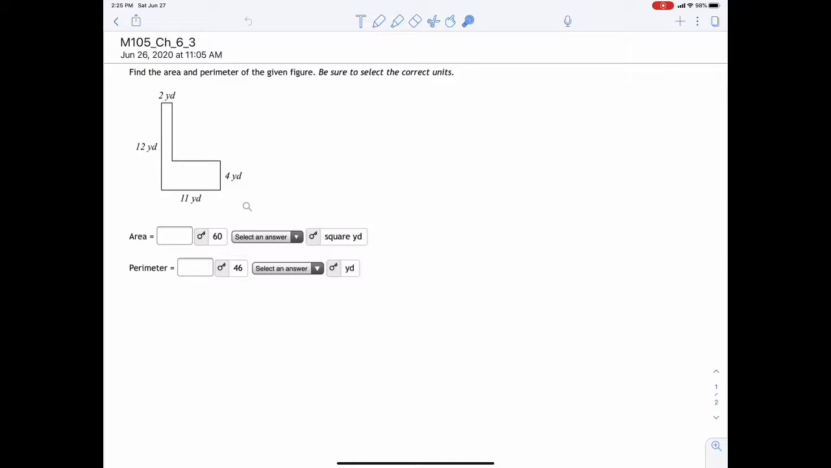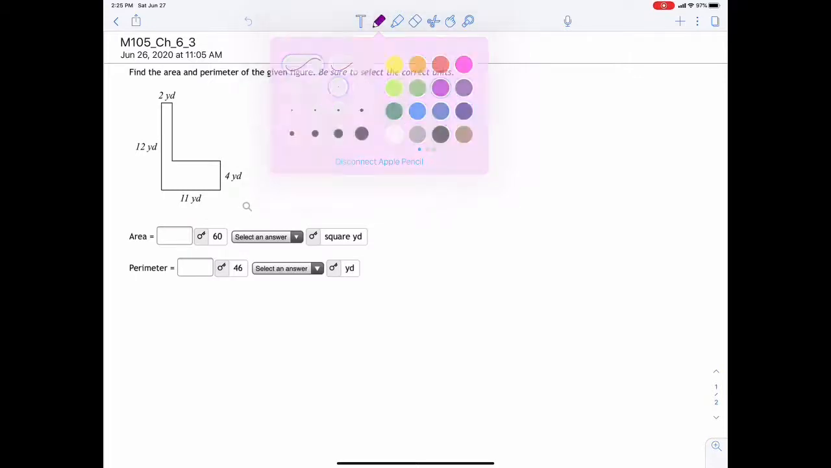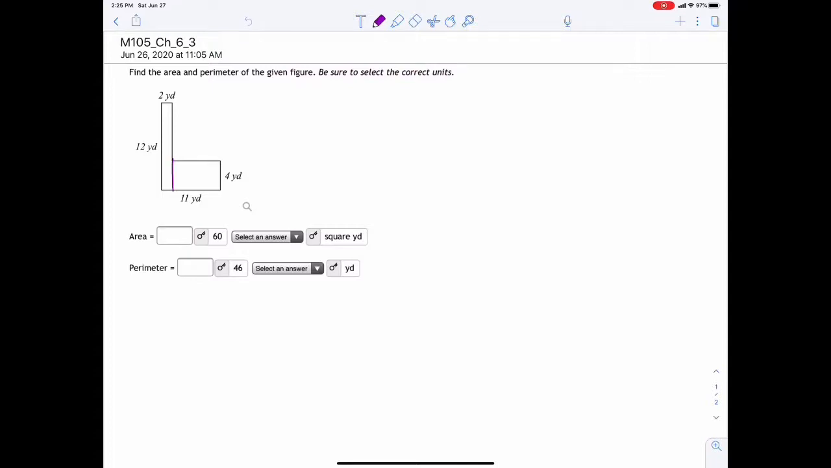So you have two choices. You either can cut it here, right? Or you can cut it here and have a long rectangle and a shorter rectangle, or you can have a shorter, longer rectangle and then a wider one. It's just really up to you. I'm going to go ahead and cut it right here.